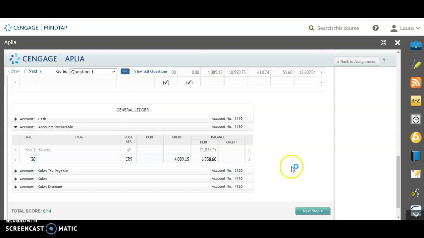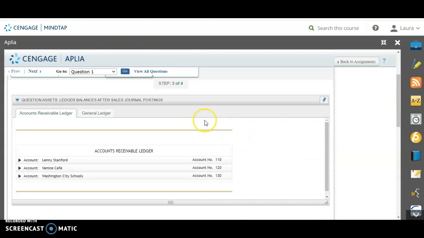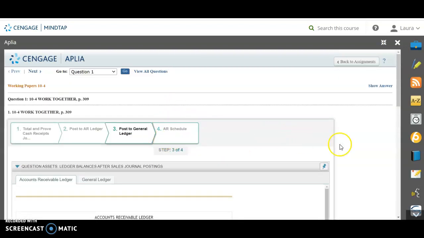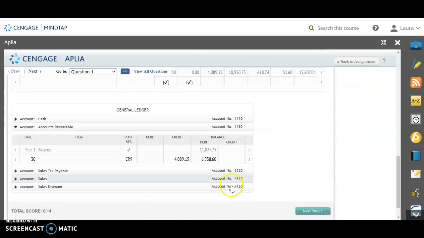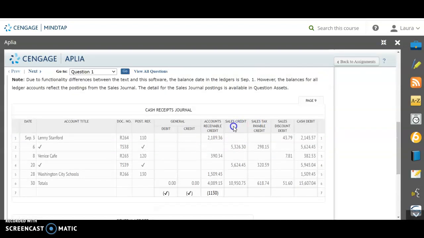$69.38.60. And just like we did with accounts payable, this balance is going to be an important number when we do our last step, which is our accounts receivable schedule. This represents the total amount that every customer that we have owes us. So $69.38.60 will be an important number to remember. This $11.30 then goes underneath to show you posted that column. So we're going to go ahead and do each of these steps.